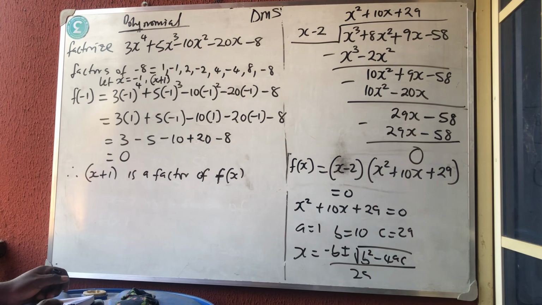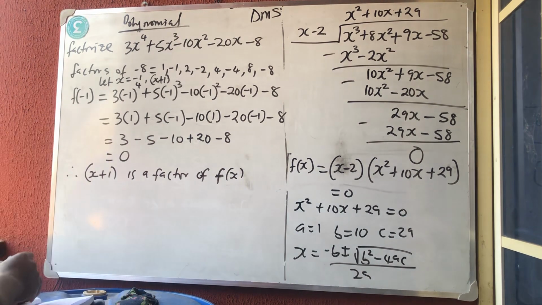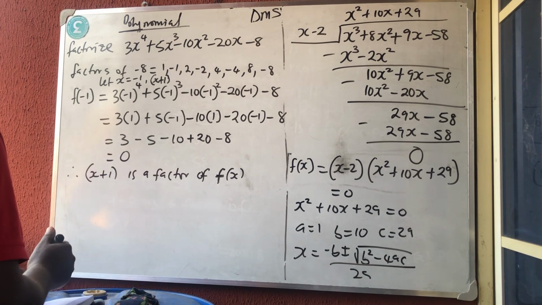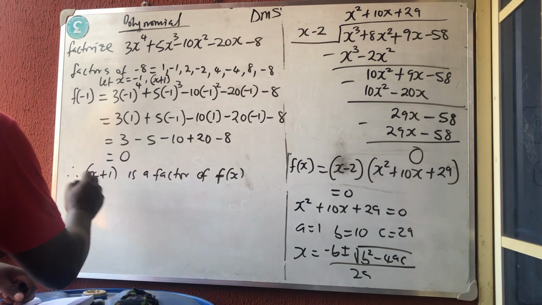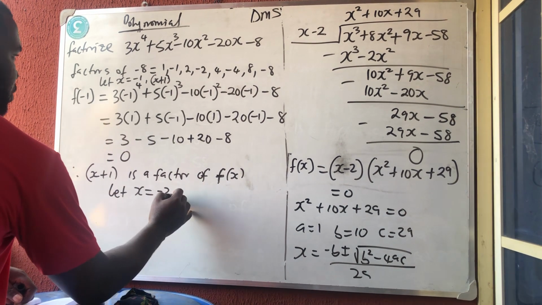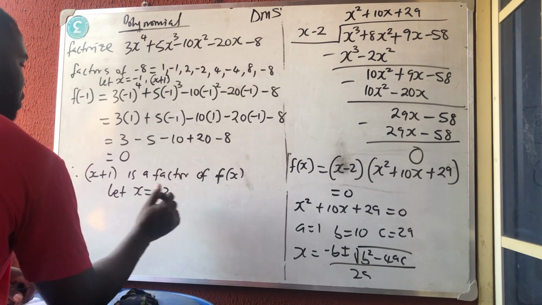Okay, please, this thing is not difficult. Just if you repeat it, you see that it's not difficult. Okay, I've gotten the first factor. So the second factor I'm going to get by trial and error method. Let me say let x be equal to minus 2. Or let me say plus 2. x is equal to plus 2.